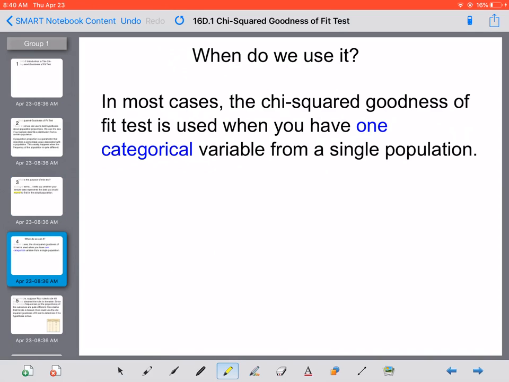So when do we use it? Well, we are going to use it when we have one categorical variable. That's the important piece. You only have one, and it's a category. So rolling a die, your categories are the numbers 1, 2, 3, 4, 5. Or if it's a survey, your categories could be highly satisfied, satisfied, neutral, dissatisfied, or highly dissatisfied. Those are all categories, and that is a one variable situation. So we use the goodness of fit test when you have one categorical variable for a single population.